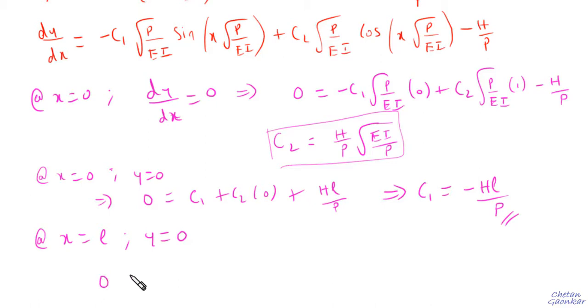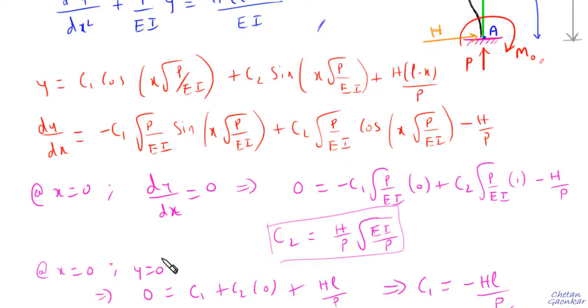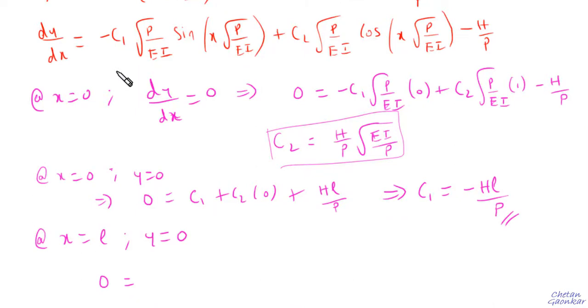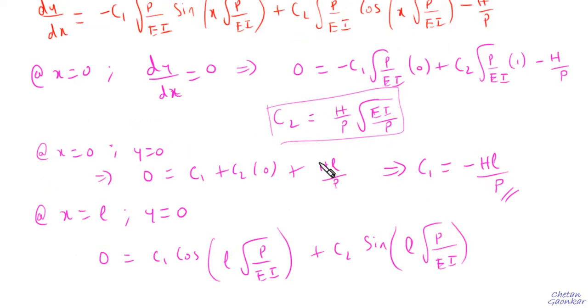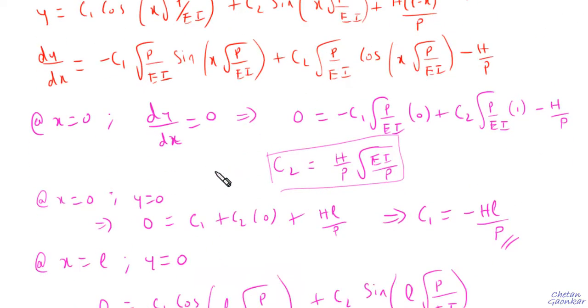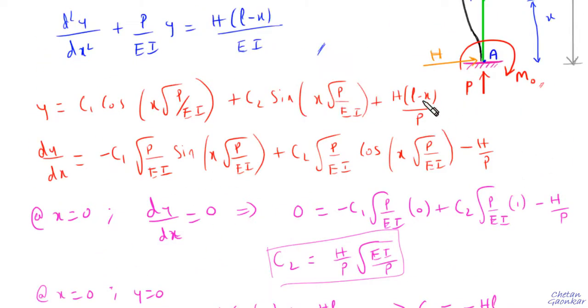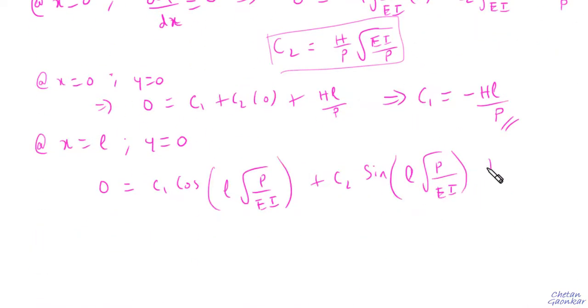So 0 equals c1 as it is, then cos of x, where x is L, will become cos of L root of p divided by ei, then plus c2 sine of again L root of p divided by ei. But how much will the last term be at x equal to L? If I substitute x as L, this will become 0, so this term will disappear.